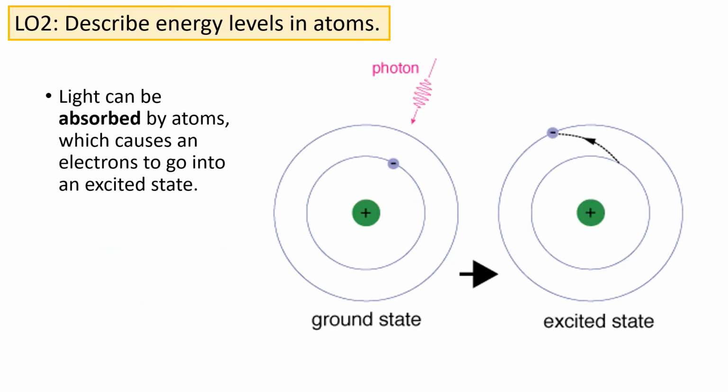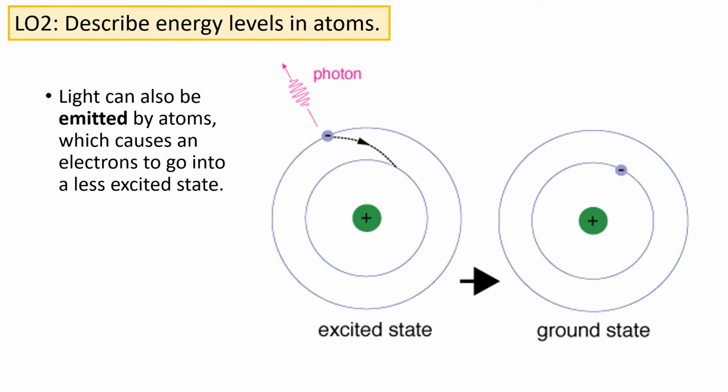For example, absorption occurs when an incident photon is absorbed by an electron inside an atom. This moves the electron from a less excited state to a more excited state. By contrast, light is emitted from atoms when an electron moves from a more excited state to a less excited state. This coincides with the release of a photon.